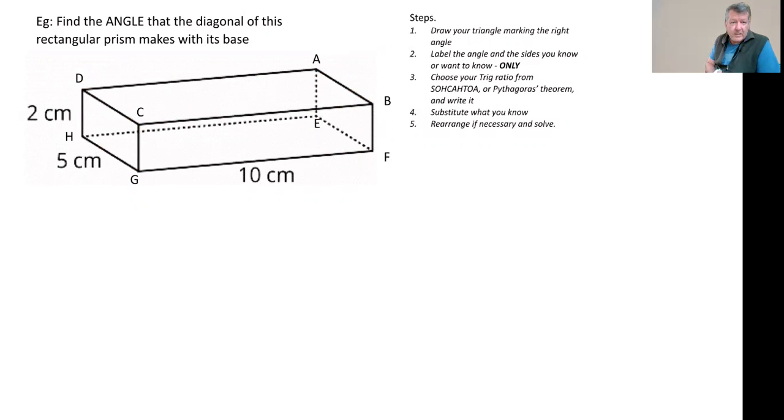Okay, now find the diagonal of this rectangular prism. So diagonal means from a top corner to the opposite bottom corner. Okay, doesn't matter which one. It could be C down to E, it could be G up to A, as long as it's going from bottom to top or top to bottom. All right, let's put in a diagonal. There we go. I've just done G to A on this one as a diagonal.